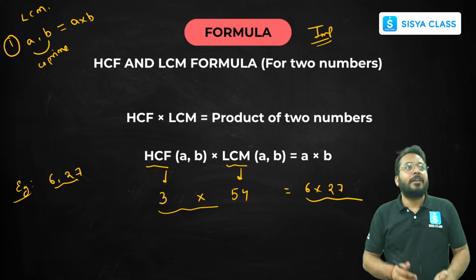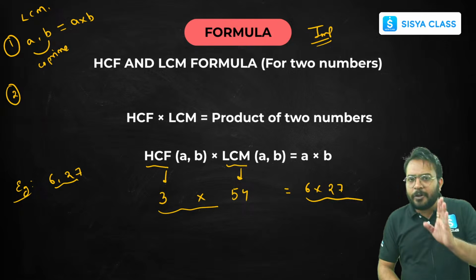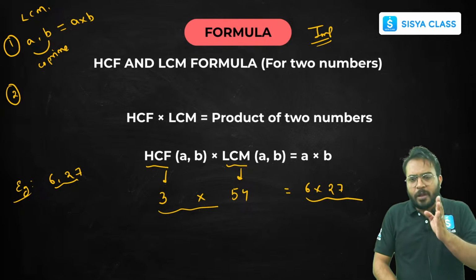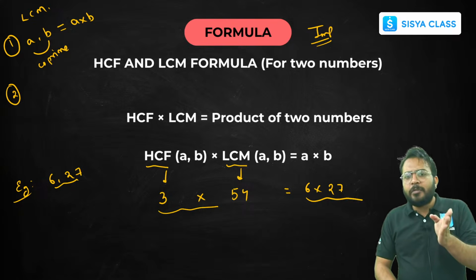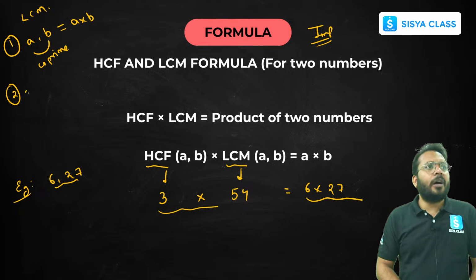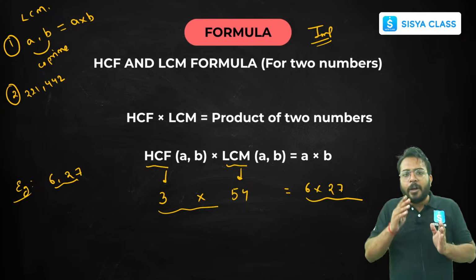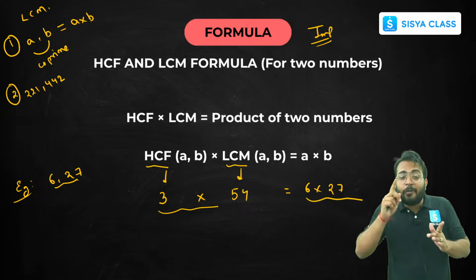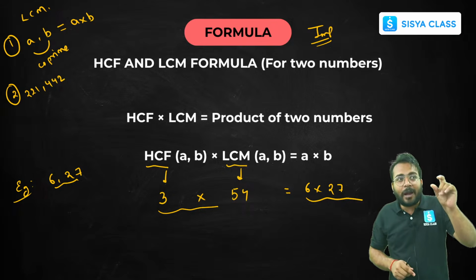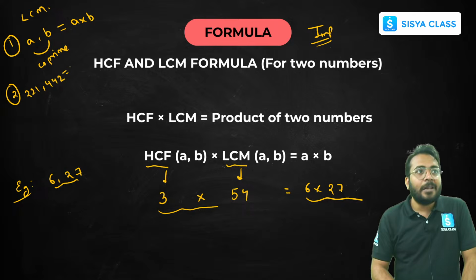Okay? All right. Suppose one more property of LCM. If you have two numbers, and in these two numbers one number can divide the other number. Suppose you have 221 and 442. Out of 221 and 442, 221 can divide 442. That means it is a factor of 442. In this case, what is going to be the LCM? The largest number, the biggest number, is going to be your LCM.